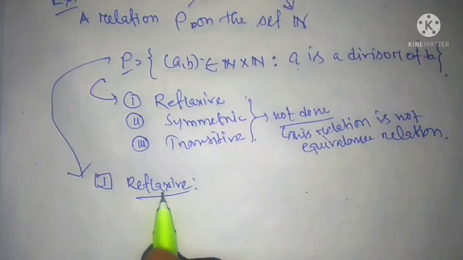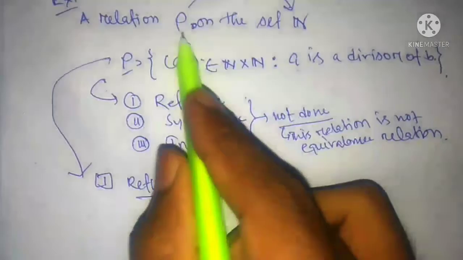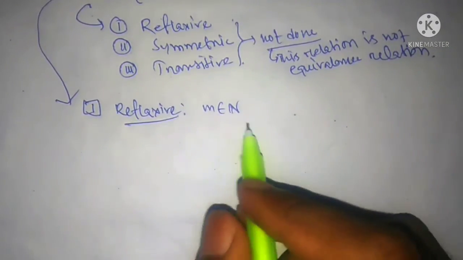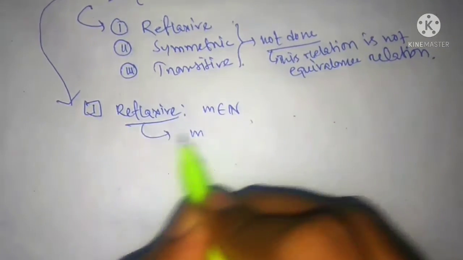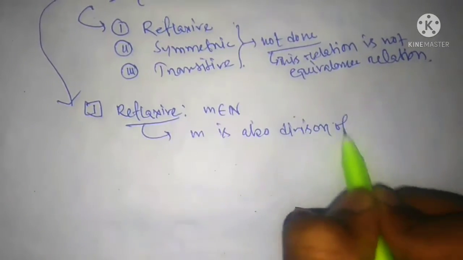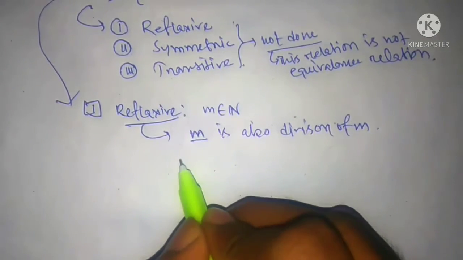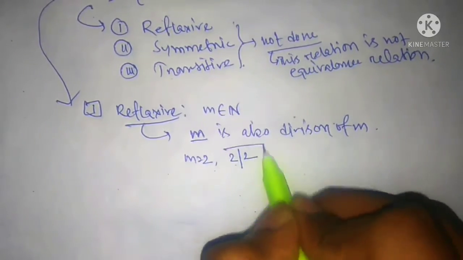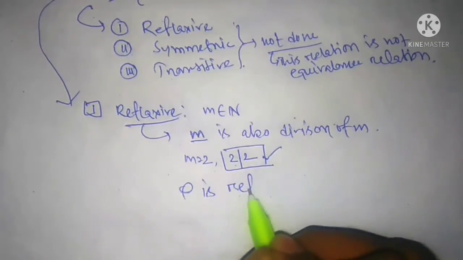For reflexive, let an element m belong to the natural numbers. So m is also a divisor of m. For the reflexive property, m is a divisor of m. Since m is a natural number, let's take m equals 2. 2 of course divides 2. Obviously this is true. So rho is reflexive.